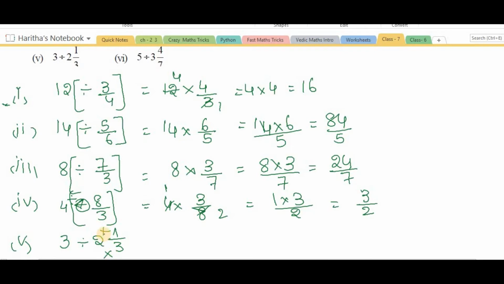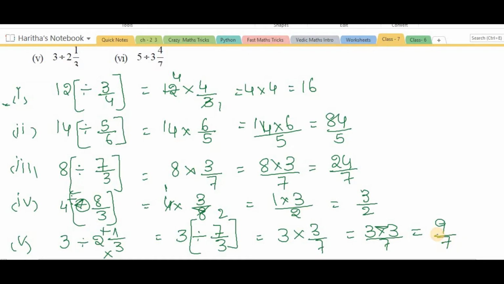As we all know, 2 1/3 is a mixed fraction, so we have to convert the mixed fraction into improper. 2 3s are 6 plus 1, 7/3. From now onwards the procedure is as usual. The reciprocal of 7/3 is 3/7. No cancellation, so simply multiply the numerators. 3 into 3/7, 3 3s are 9/7.